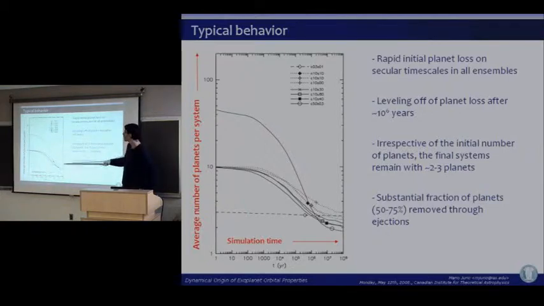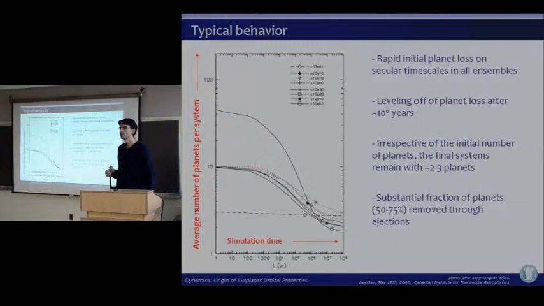So on average, no matter with how many planets we started in these systems, they ended with about 2 to 3 planets, which means that a substantial fraction of them was removed mostly through ejections and some through collisions with the star, very few through mergers. The time scale here is somewhat inconsistent.